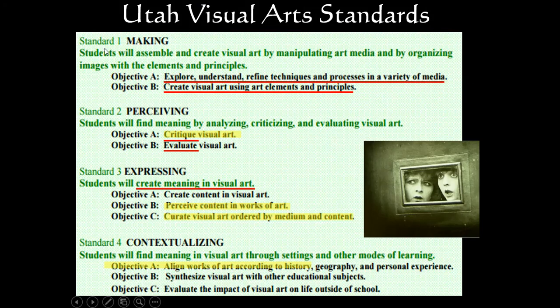So, visual art standards. I always like to talk about these. There are 4 standards. 1, making. 2, perceiving. 3, expressing. And 4, contextualizing. I've kind of highlighted in yellow the areas that we're looking at. So we're going to be critiquing visual art today and perceiving the content that's within the works of art. You should be able to curate your visual art by medium and content and align these works of art according to history. So that is what this test is actually determining that you can do.